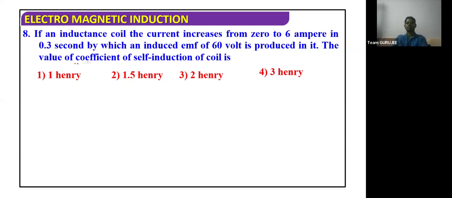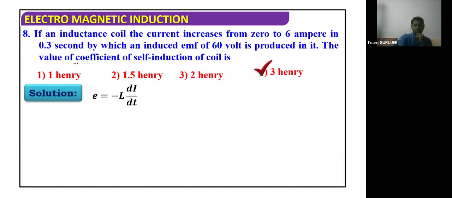In an inductance coil, the current increases from 0 to 6 ampere in 0.3 seconds, by which an induced EMF of 60 volt is produced in it. The value of the coefficient of self-inductance of the coil is? Which formula is suitable? The self-inductance formula: e is equal to minus L into di by dt. This is the formula. Then substitute and find the answer.